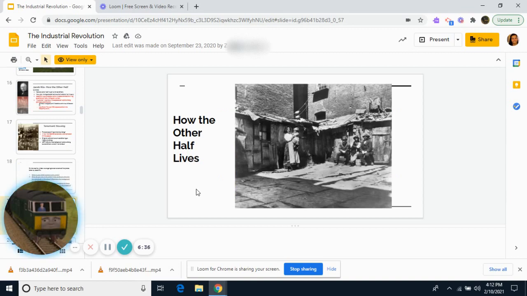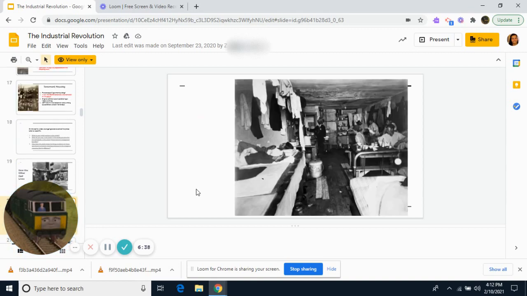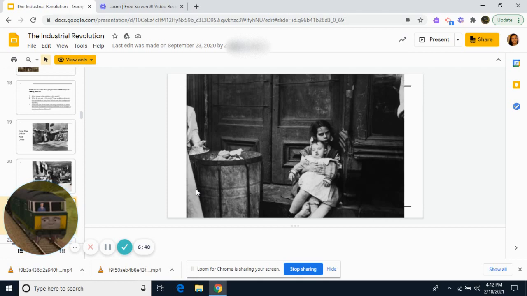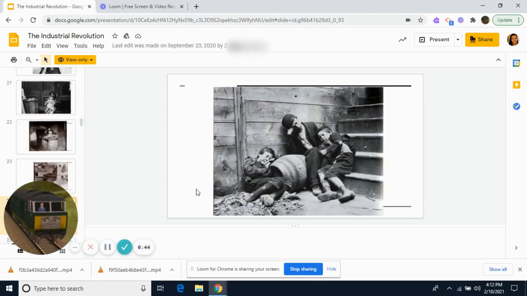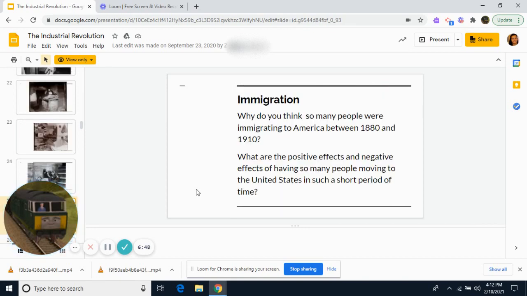How the Other Half Lives. I've heard of that phrase before. Pretty depressing. People have no homes. Yeah, a long time ago, there were no bathrooms. People have to deal with it, guys.